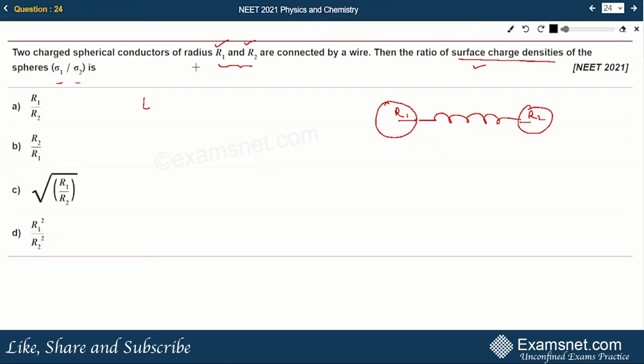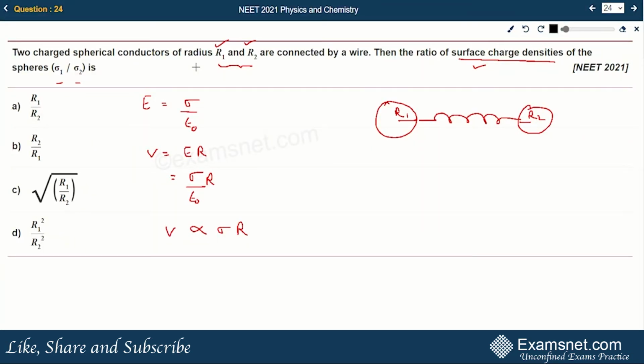So we know that electric field is equal to sigma by epsilon naught for conducting spheres, right? Also we know that potential is equal to E into R. So electric field is sigma by epsilon naught and R will be written as it is. So this shows that the potential is proportional to sigma and R, that is, it is proportional to the product of surface charge density and the radius.